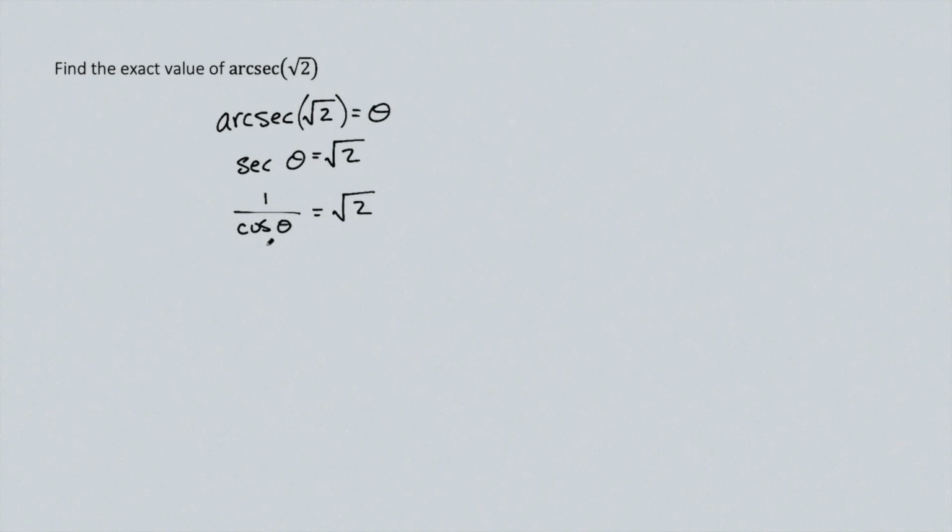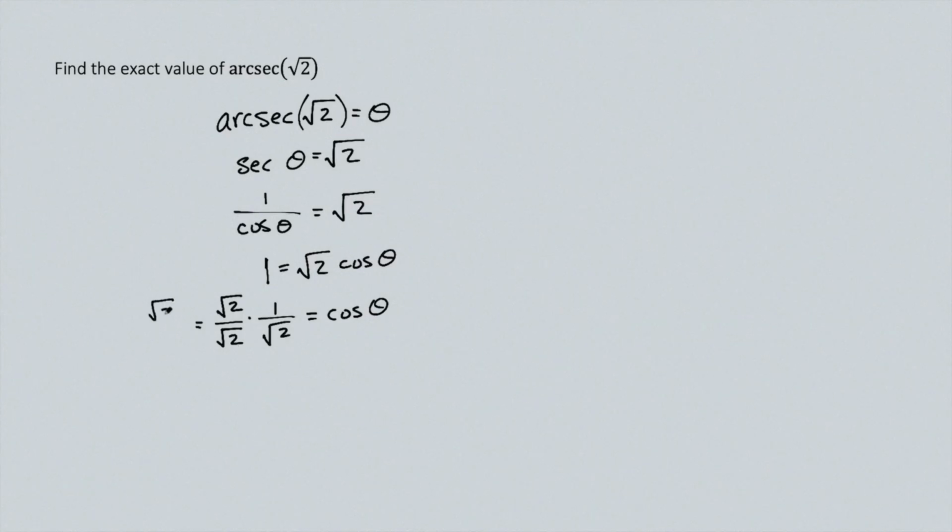And then we can actually just find cosine here. So if I multiply both sides by cosine, and then divide by the square root of 2, I have cosine of theta equals 1 over square root of 2. Now, this never shows up on the unit circle, but on the unit circle, everything's rationalized. So if we multiply by root 2 over root 2, we get root 2 over 2. And that certainly does show up on the unit circle, right?